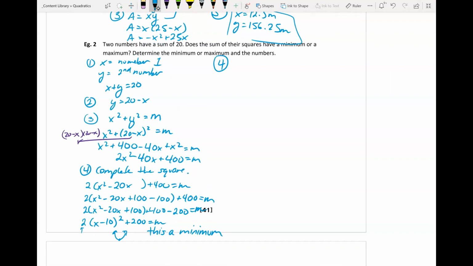Lastly, we're going to state what that minimum is for those numbers. So x is equal to 10. If we want to find y, it is determined by 20 minus x, and we know what x is, that's 10. So y is also 10. And these are your answers.